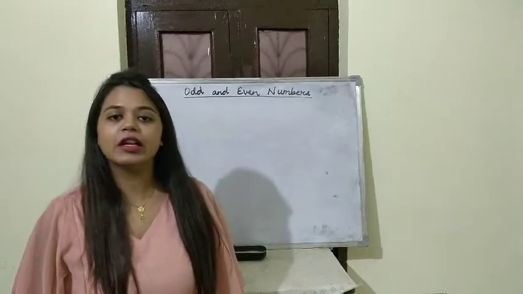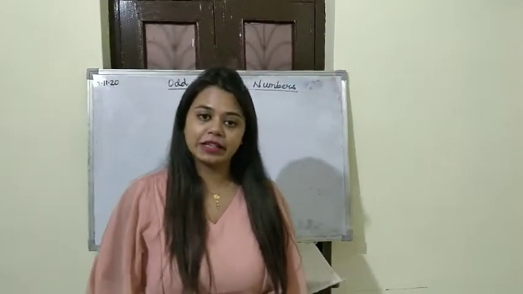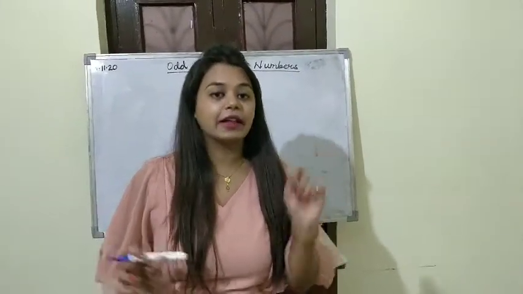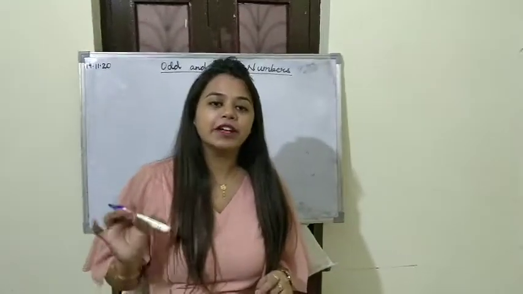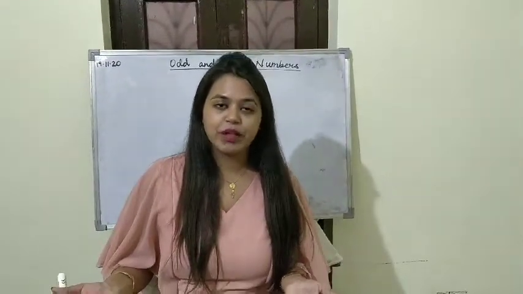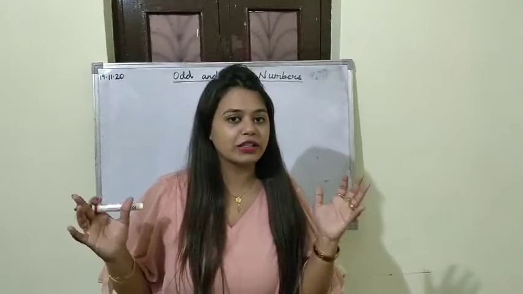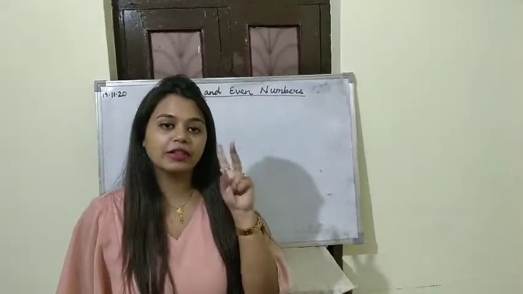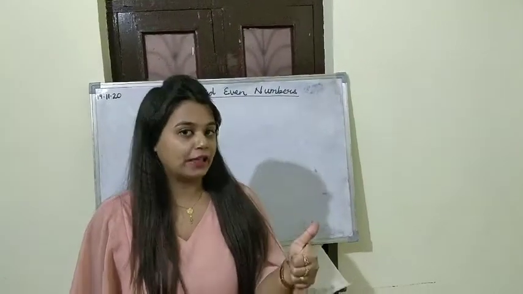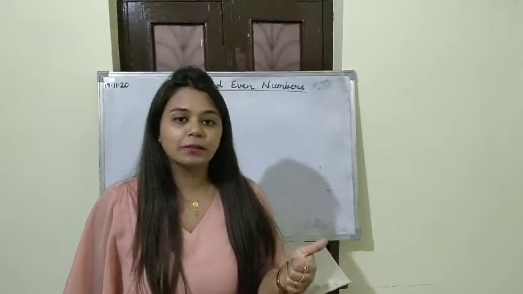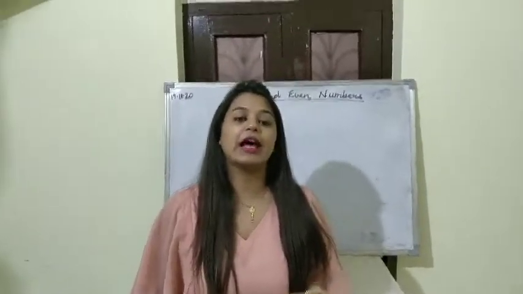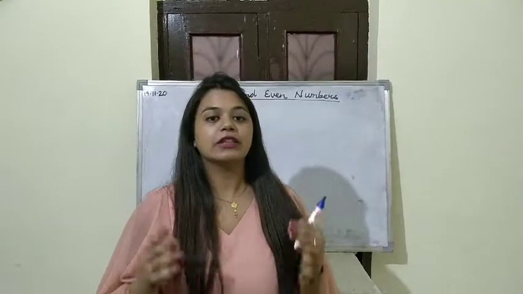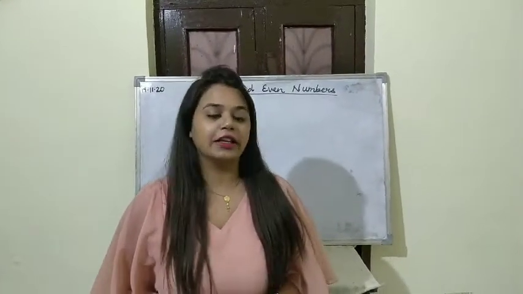Odd and even numbers. I hope you all have done the exercise which I asked you to do: write down the numbers from 1 till 100 and then underline or circle the even numbers. That was quite simple. I hope you all are aware now what are odd and what are even numbers. The numbers which have 1, 3, 5, 7 or 9 at one's place are odd numbers, and numbers which have 0, 2, 4, 6, 8 are even numbers.